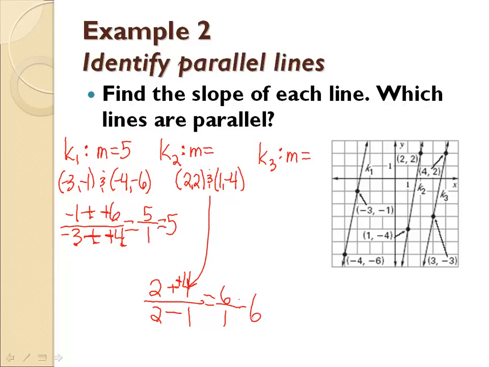Let's go back. Let me make sure I did that right. I got (2, 2) and (1, -4). So 2 plus 4 is 6. 2 minus 1 is 1. 6 divided by 1 equals 6.